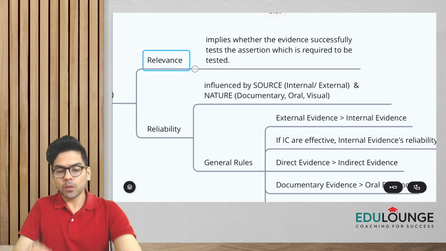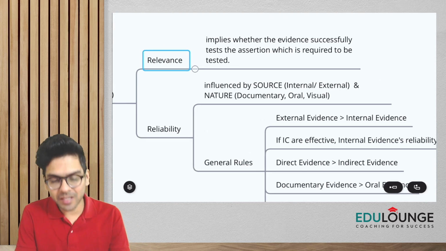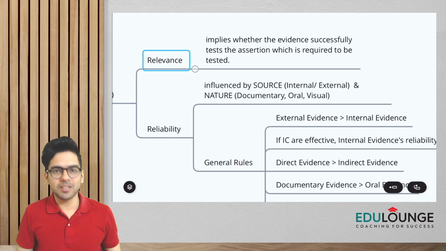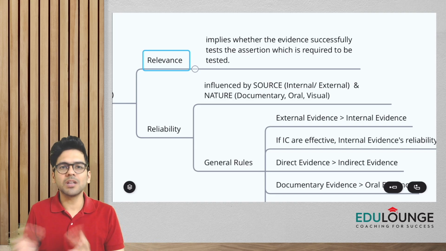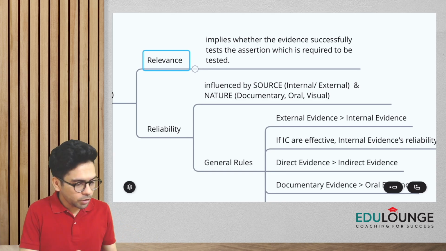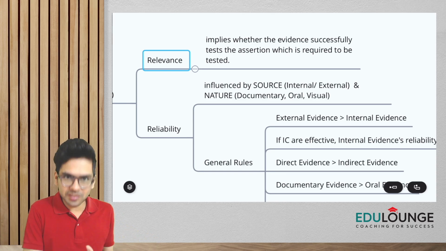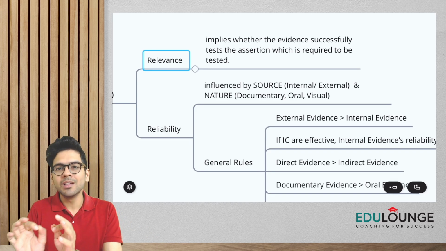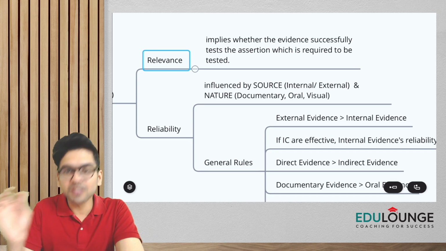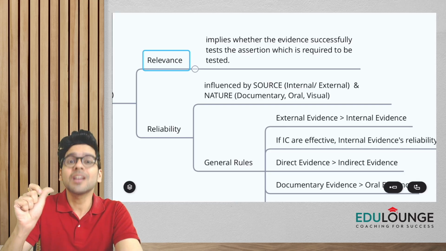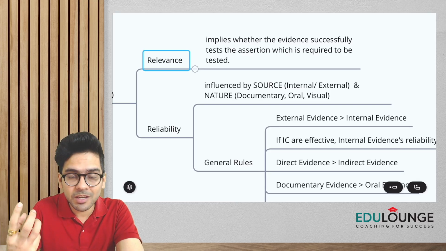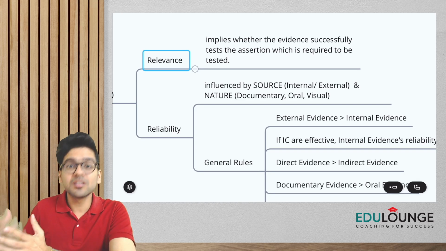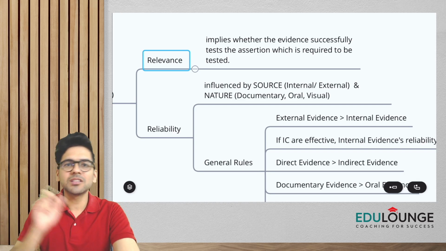What is relevance, guys? It implies whether the evidence successfully tests the assertion which is required to be tested. So if you want to test existence, seeing a valuation certificate will not give you evidence. If you want to see existence, you will have to go for physical verification, right? So relevance means doing the right audit procedure for the assertion that you want to test. There has to be a logical connection between the procedures that you apply and the assertion that you are testing. So this is called relevance.